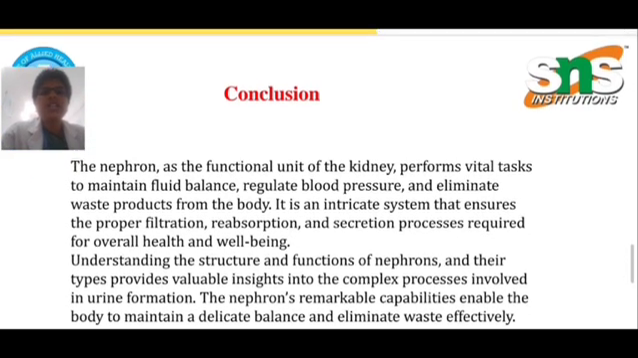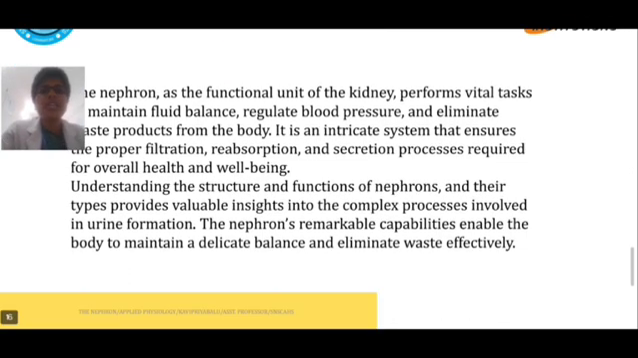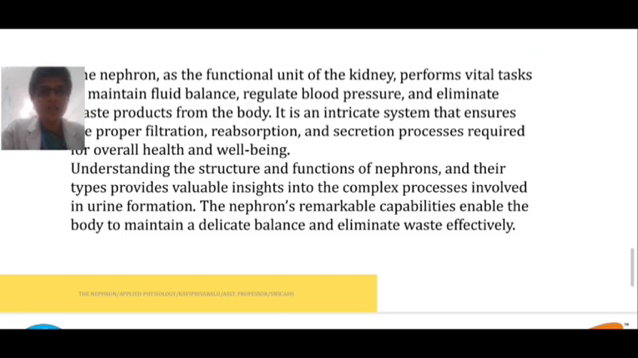Conclusion. Nephrons are the functional unit of the kidney, vital to maintaining our body fluid balance, regulating blood pressure, and eliminating waste products from the body. They integrate a system that ensures proper filtration, reabsorption, and secretion, processes required for overall health and well-being. Understanding the structure and functions of the nephron and its types provides valuable insight into the complex process of urine formation. The nephrons' remarkable capabilities enable the body to maintain a delicate balance and eliminate waste effectively.